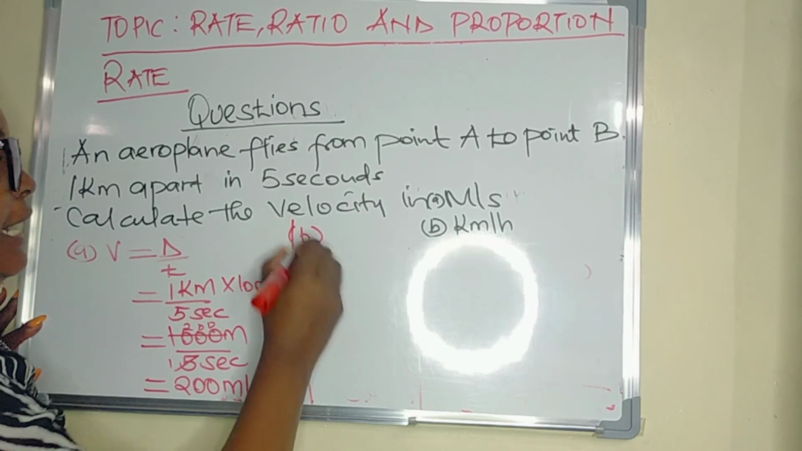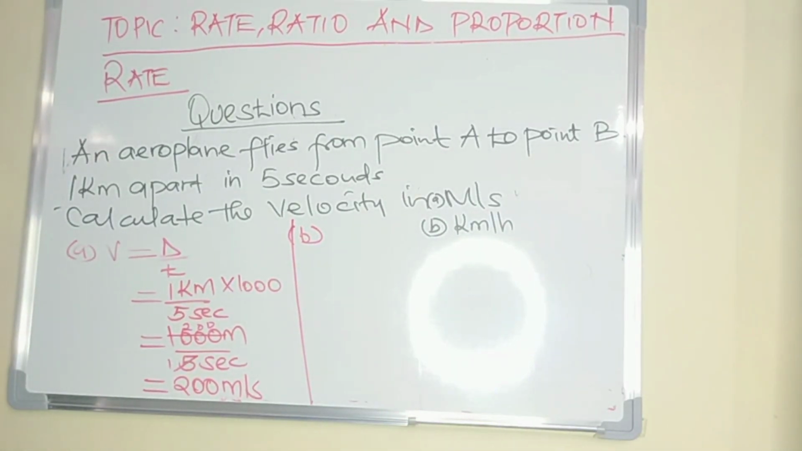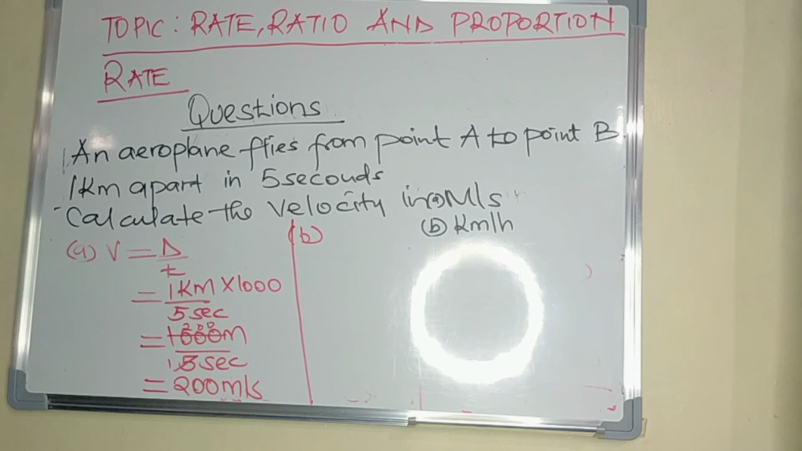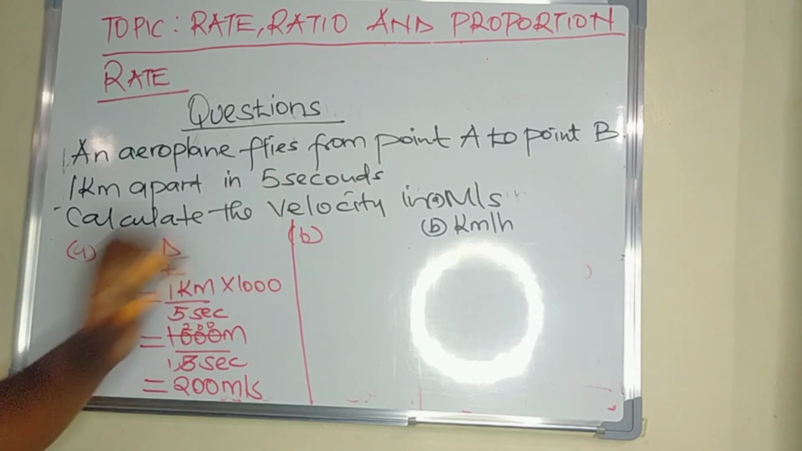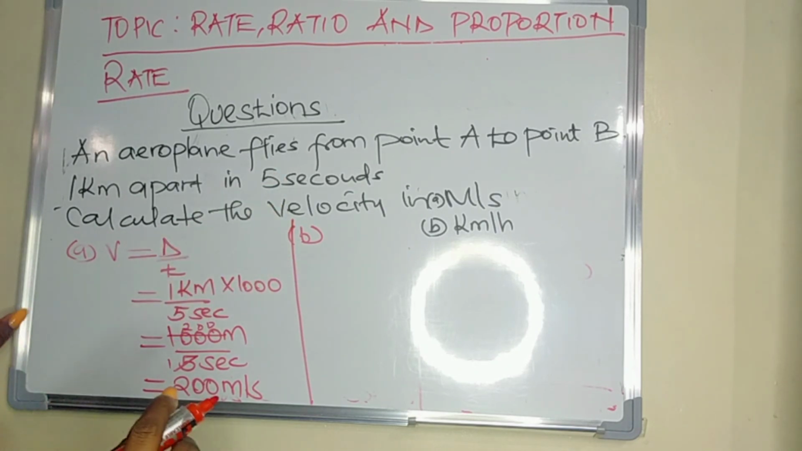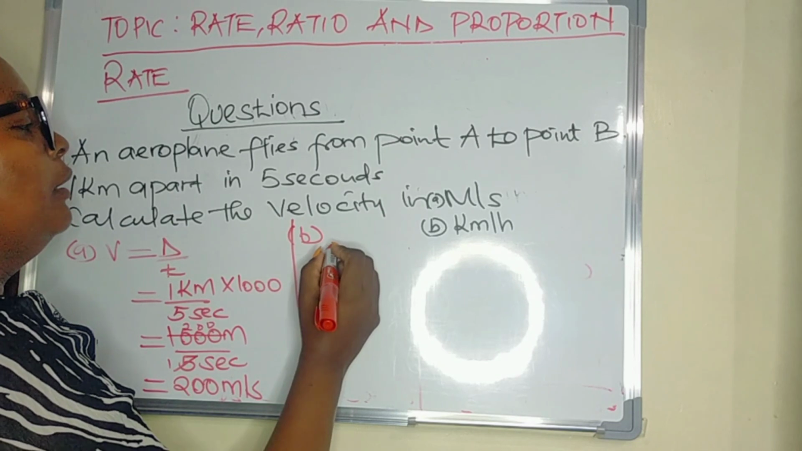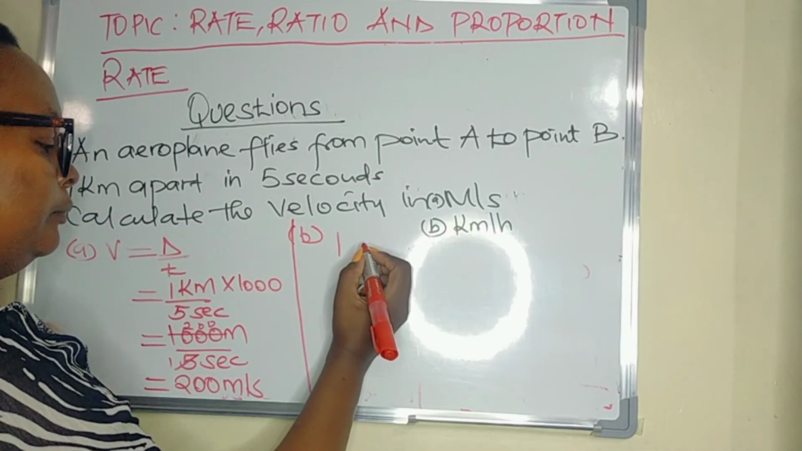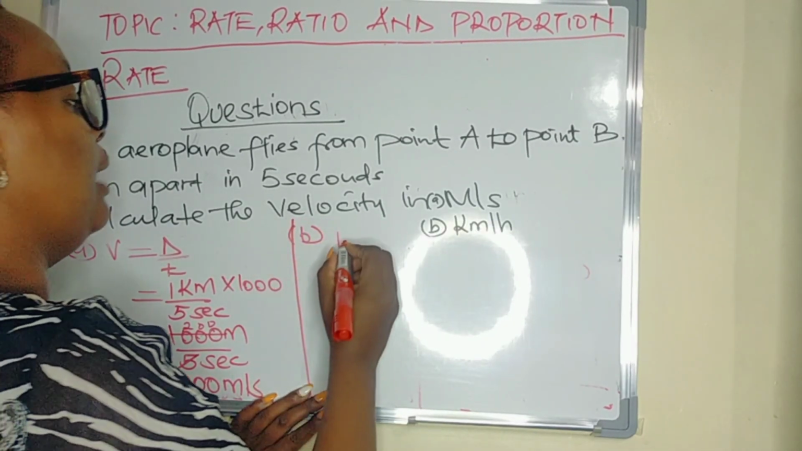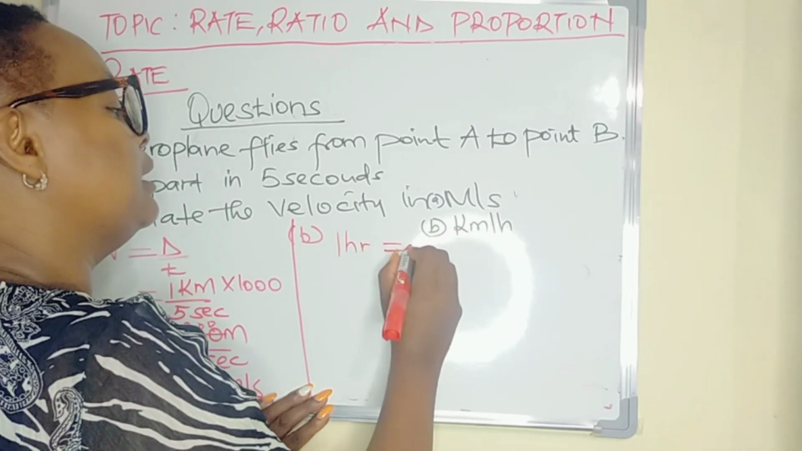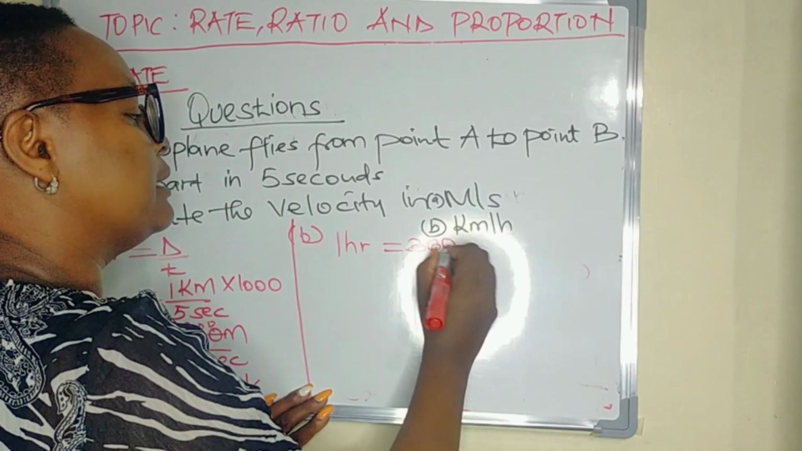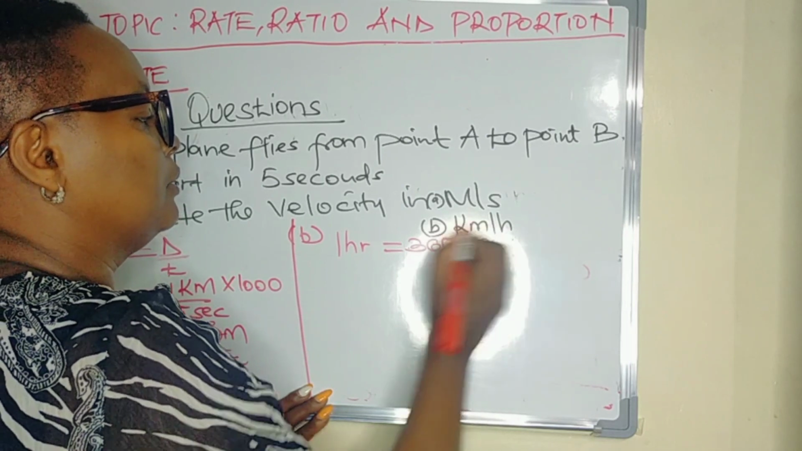Now on the other hand, for us to be able to calculate the velocity in kilometers per hour, we need to convert these seconds to hours. So we can start by saying that 1 hour equals 3,600 seconds.